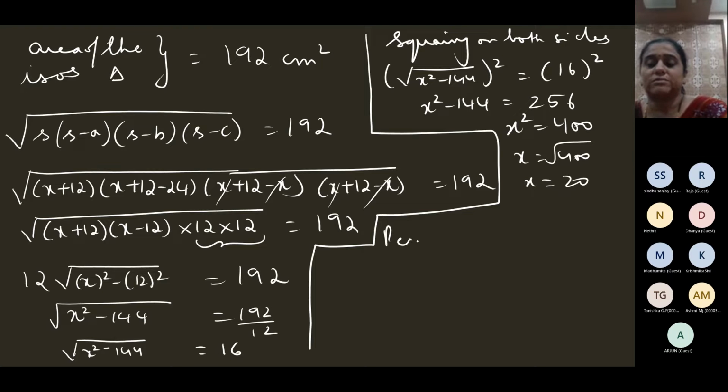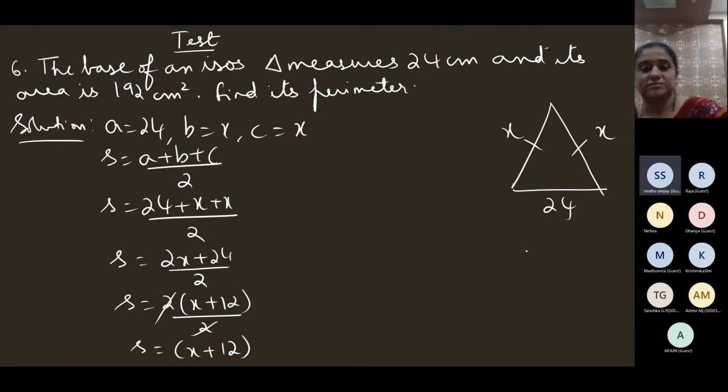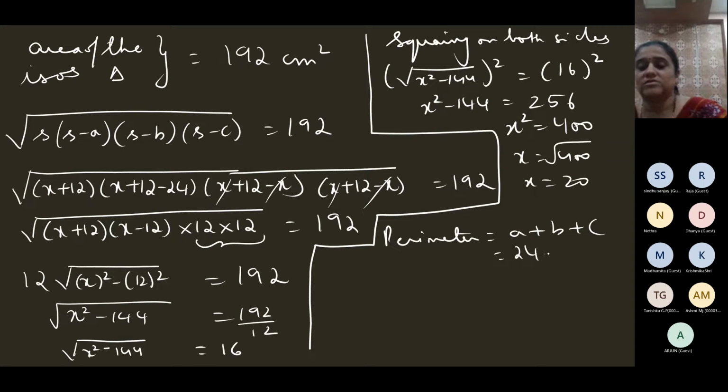So the perimeter of the triangle is equal to A plus B plus C. A is given, how much was that? 18, ma'am. 24, ma'am. 24 plus 20 plus 20 is 64 centimeters. Correct.